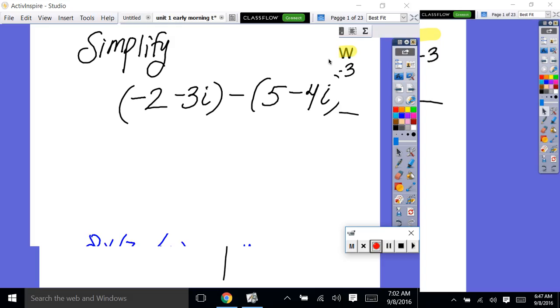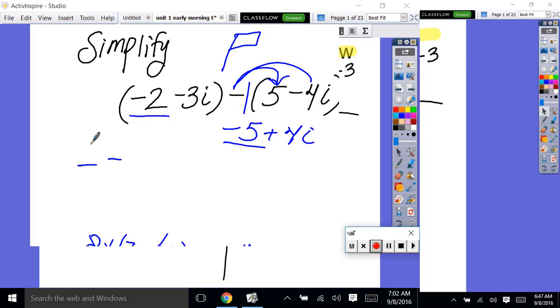Simplify. Complex numbers, simplify. Oh, red flag, right? Subtraction. We put a 1, distribute that in. Isn't that a negative 5 plus 4i? Then we're just combining like terms. Negative 2 plus negative 5 is negative 7. Negative 3i plus 4i is plus 1i.